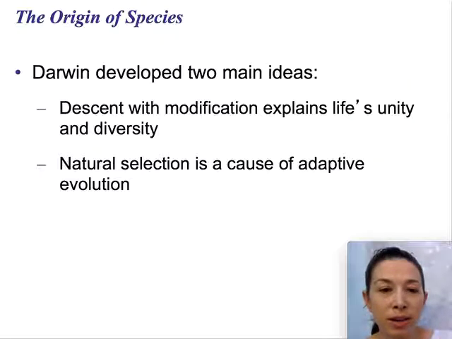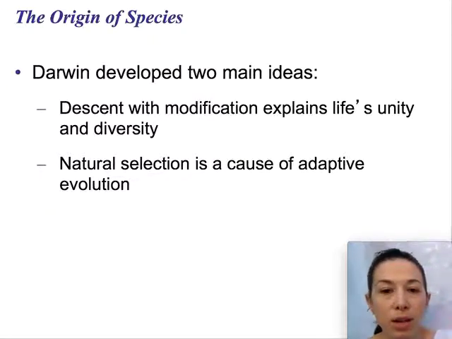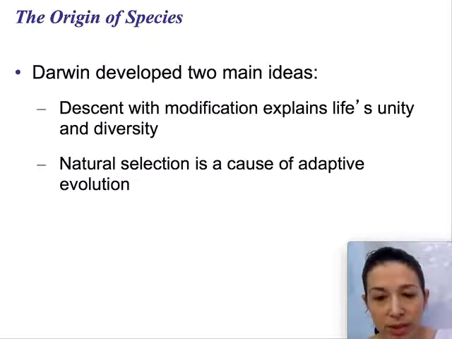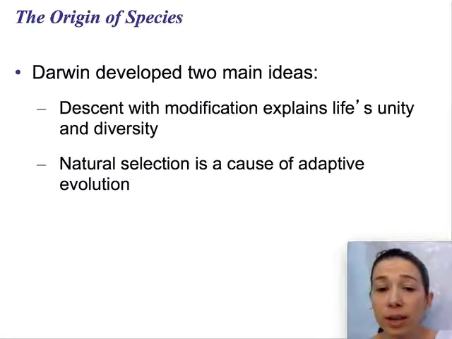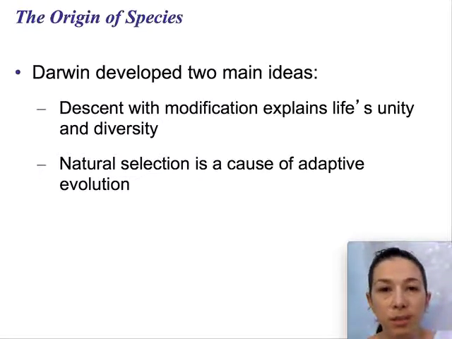So he sits down and he writes On the Origin of Species, and he developed two main ideas that we, as biologists and scientists, still continue to confirm and agree with today. His two main ideas, let's look at the second one first, is that natural selection is the cause of adaptive evolution. And all natural selection means is that the strongest, the fittest survive. The strongest and the fittest survive. And that's hopefully a concept that you are somewhat familiar with, or sounds somewhat logical to you.